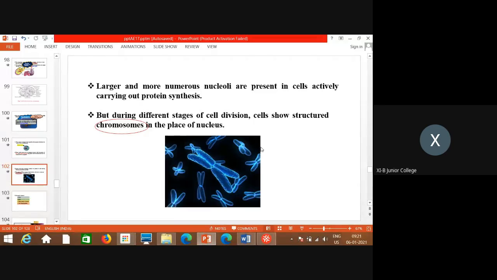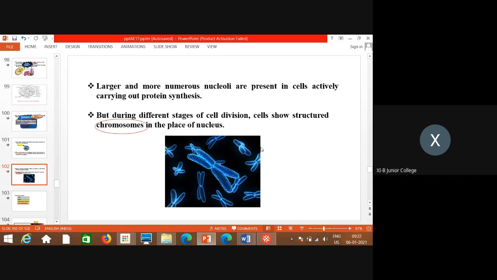Larger and more numerous nucleoli are present in cells actively carrying out protein synthesis. As I told you, the nucleoli contain ribosomal proteins and ribosomal RNA, which are responsible for protein synthesis. So as per the requirement, if the cell is actively participating in protein synthesis, then the number of nucleoli increases. So as per the requirement of the cell, the number of nucleoli varies.